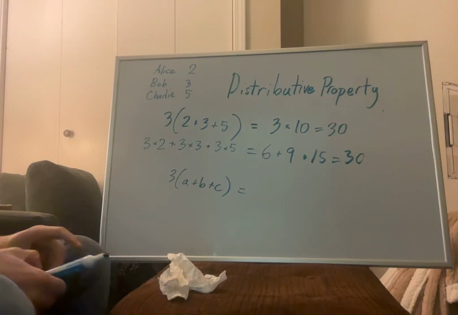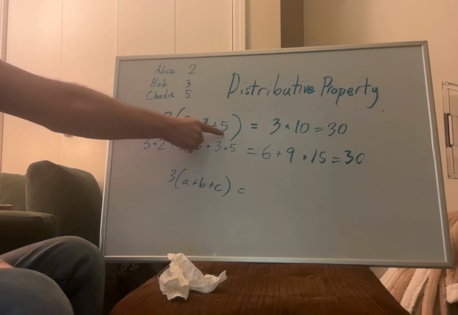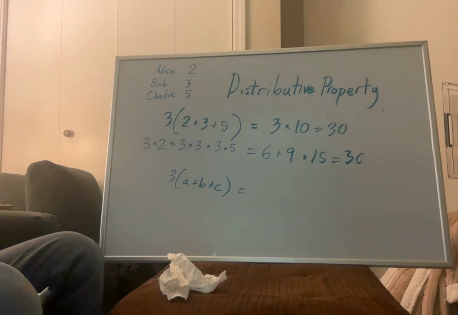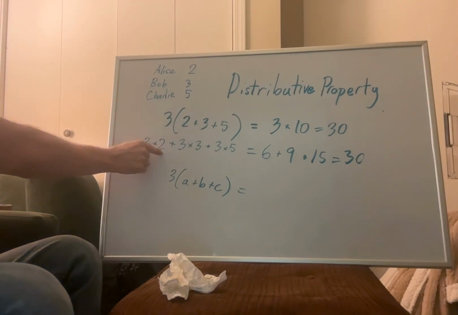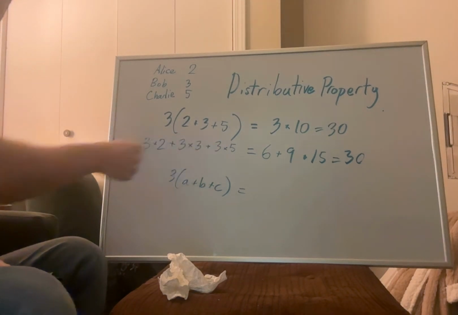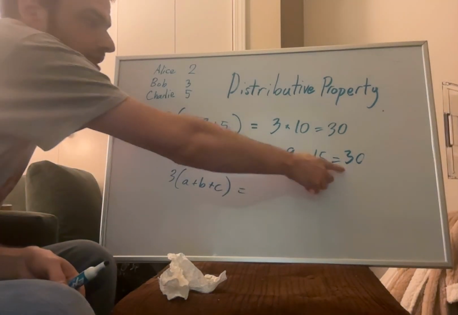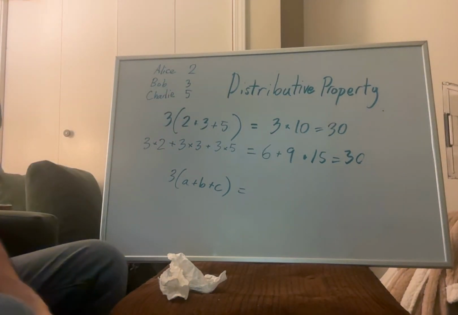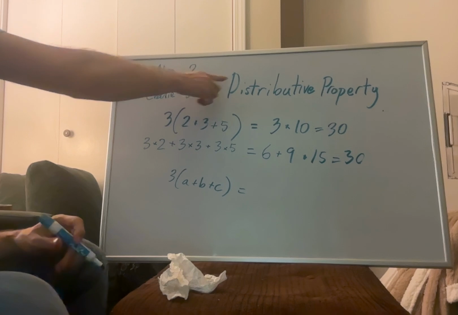So sure enough, whether we first added up how many triangles they made together and then multiplied that by 3, or we simply counted up how many toothpicks each of Alice, Bob, and Charlie used and then combined them, notice that in either case, we get back to the same result. We get back to 30 toothpicks. And what's going on here is we call this the distributive property.